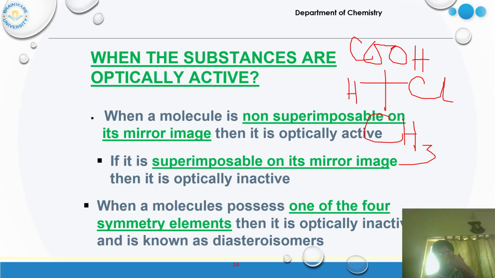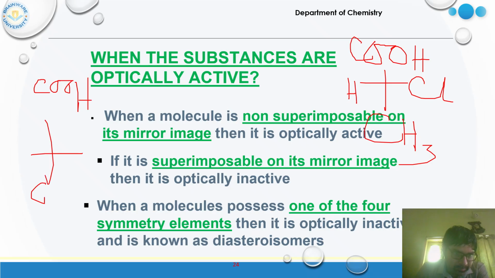Just think of our body. When you look to the mirror, the top and the bottom remain unchanged. The left becomes the right and the right becomes the left. Similar for the molecule. The top and the bottom, COOH and CH3, remain unchanged. The left will go to the right and the right will go to the left.